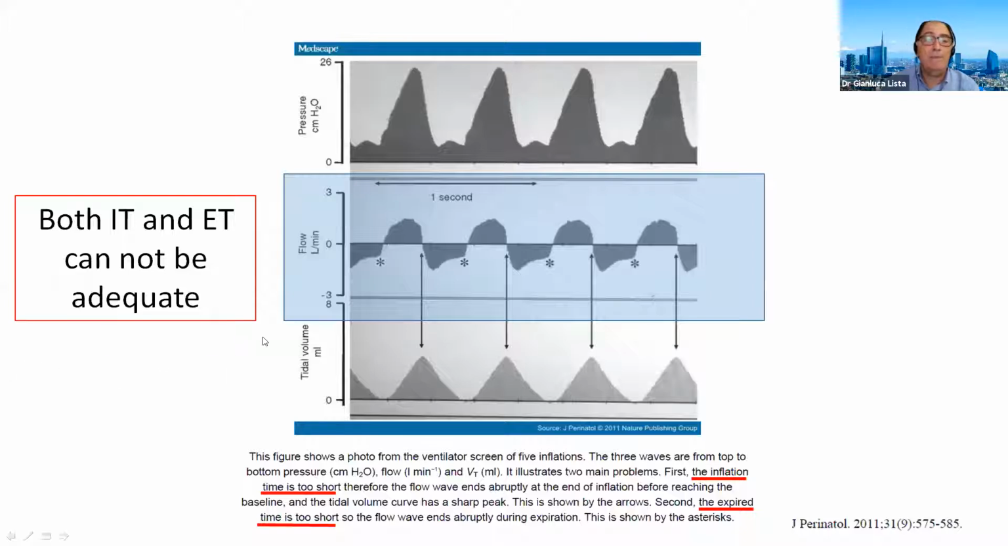In this baby, both the inspiratory time and expiratory time are not right, because both are too short. In order to resolve this problem, you have to increase the inspiratory time and increase the expiratory time.